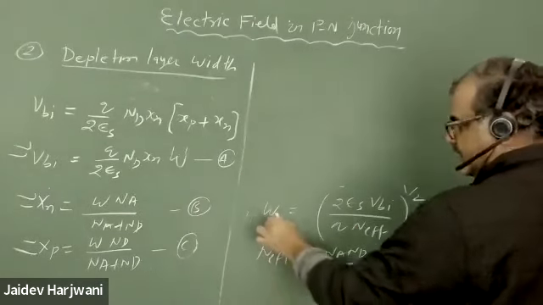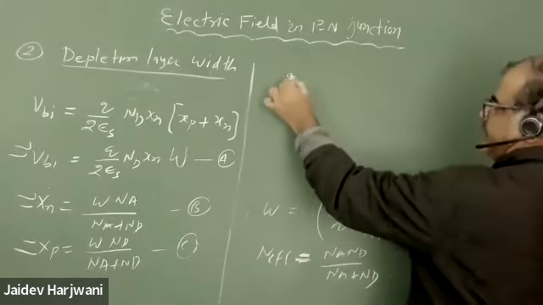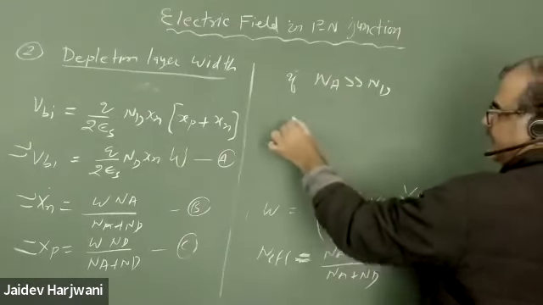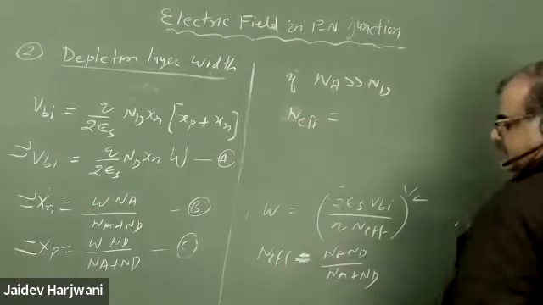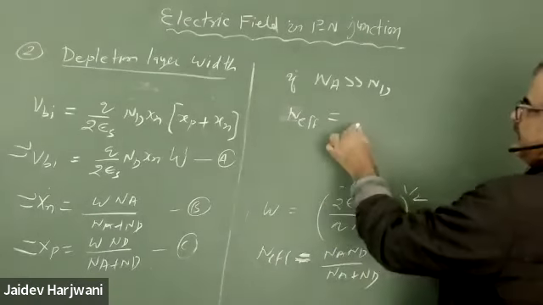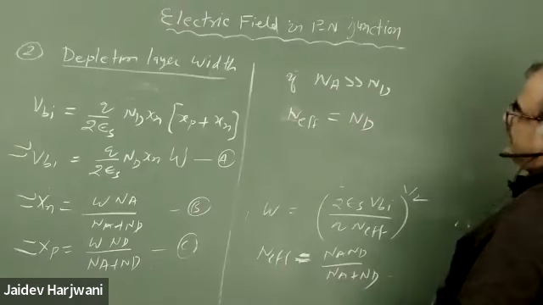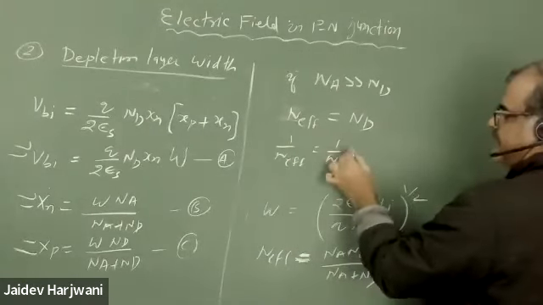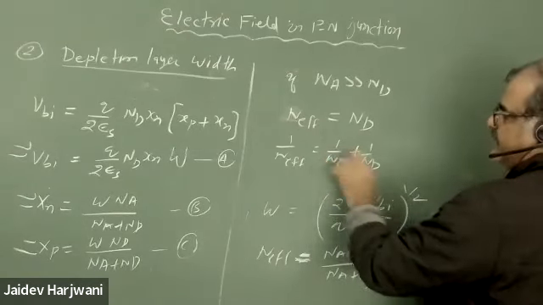So from here I can write W, Q effective. If Na is greater than Nd, in that case what does N effective become? N effective becomes Nd. Very good. N effective becomes Nd because 1 by N effective equals 1 by Na plus 1 by Nd. So if Na is greater, I can neglect this term, and N effective becomes Nd.